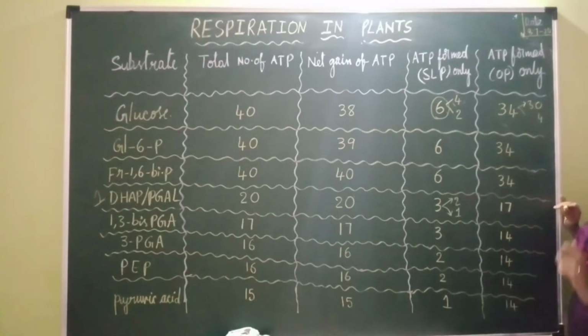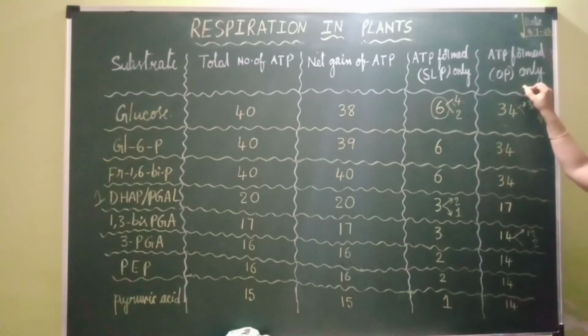So now in link reaction 1 NADH2, in Krebs cycle 3 NADH2. So totally 4 NADH2s. 1 NADH2 is equal to 3 ATP, so 4 times 3 is 12 ATPs. Now in Krebs cycle 1 FADH2, and 1 FADH2 is equal to 2 ATP. So 12 plus 2 is 14. So 14 ATP are formed through OP only.